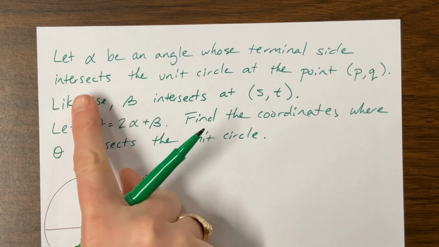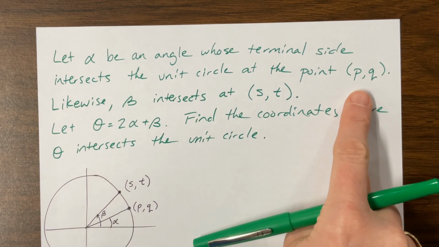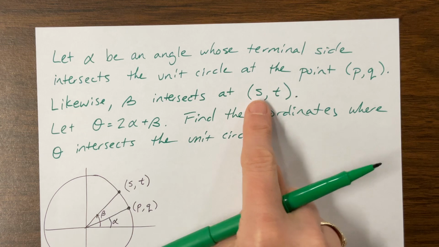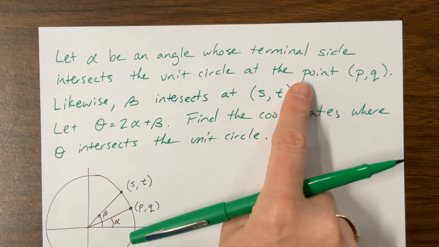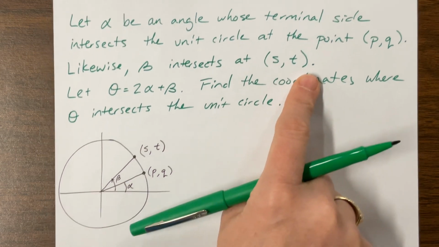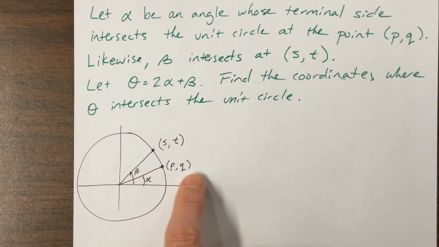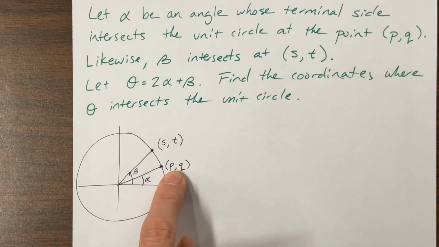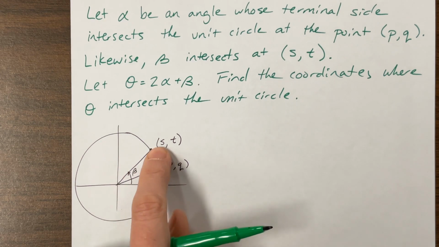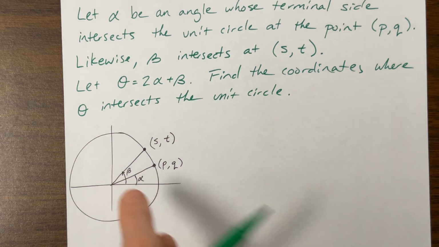Okay, so let's say alpha is an angle whose terminal side intersects the unit circle at the point (p, q). And beta is the same idea, an angle whose terminal side intersects the unit circle at the point (s, t). For the sake of time, I drew a little alpha, and where it hits the circle is the point (p, q). And I drew beta, and where it hits the circle is (s, t). It doesn't really matter what quadrant or any of that, but here we go.